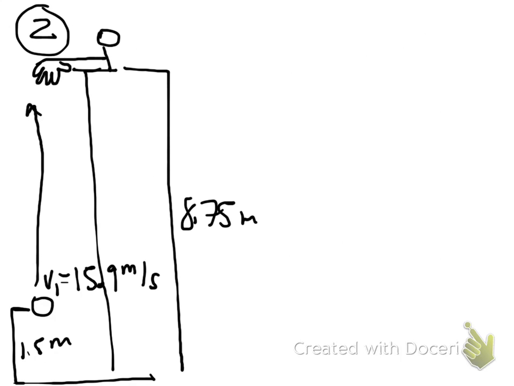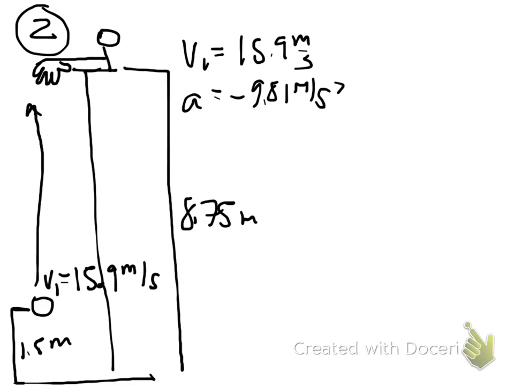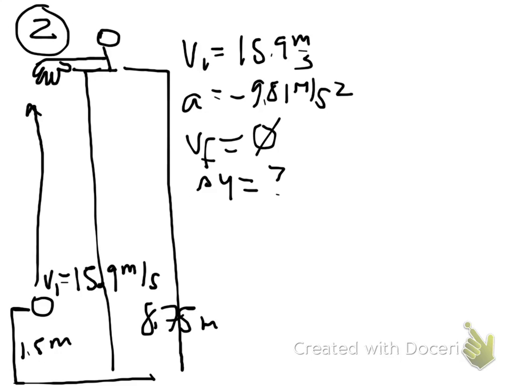Okay, so this is one of the classic problems. We want to know maximum height on a thrown-up object. And so VI is positive 15.9 meters per second. Acceleration is gravity, so negative 9.81 meters per second squared. And we know VF because we're talking about the top of flight, so VF is going to be 0. And what we would like is delta Y. So delta Y is what we want.